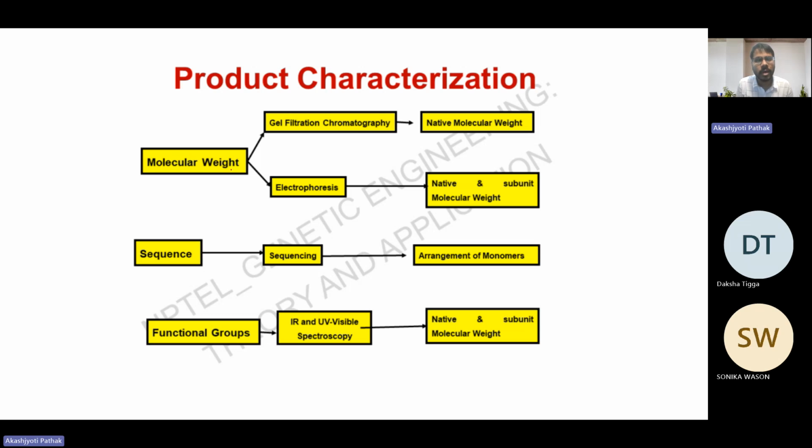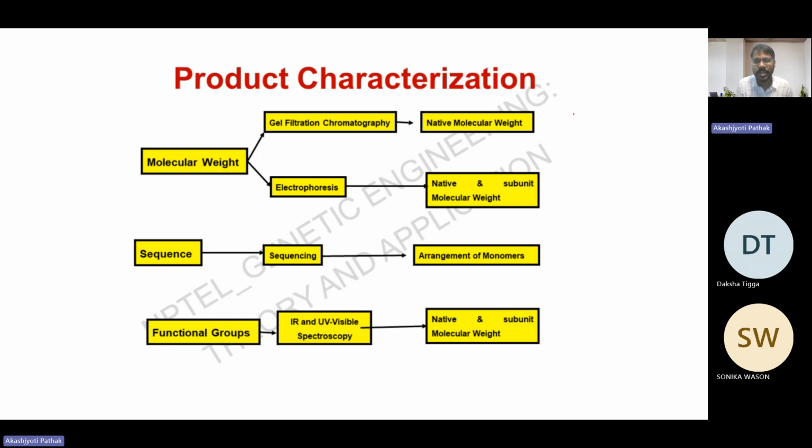So this is where we started in the last session: if we know the molecular weight of a protein, then we can characterize our protein. We can understand if the protein that we have purified has the correct molecular weight or not by gel filtration chromatography or by electrophoresis. So how can we use gel filtration chromatography for characterizing the protein based on its molecular weight?